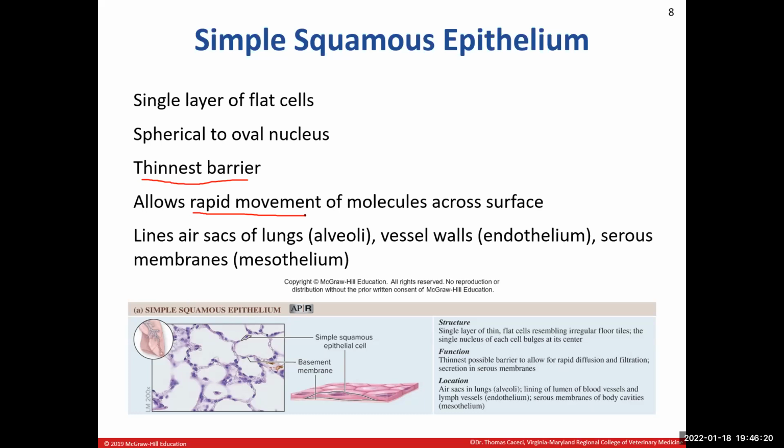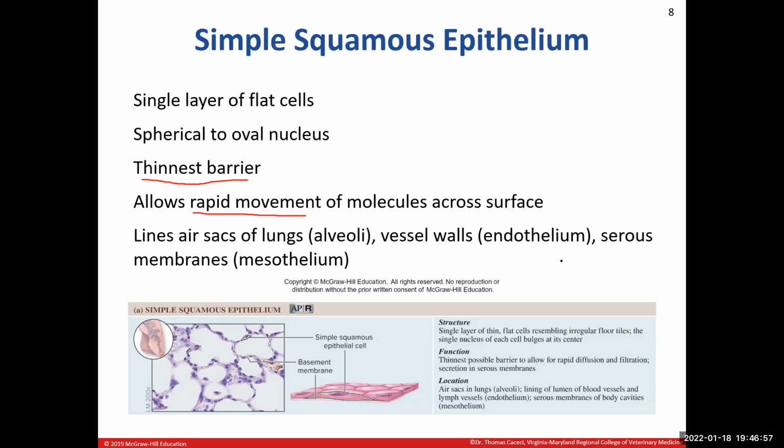So we're going to see it in areas like the alveoli, the air sacs in your lungs, because remember, we want gases, carbon dioxide and oxygen, to move across the lungs, all right, back and forth between the blood and the atmosphere. So this type of epithelium allows for that. In our blood vessel walls, all right, we refer to that type of epithelium as endothelium. And so we're going to see the lining of blood vessels are going to have simple squamous epithelium.